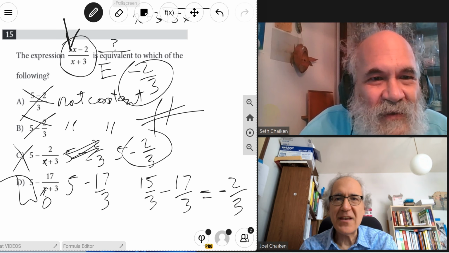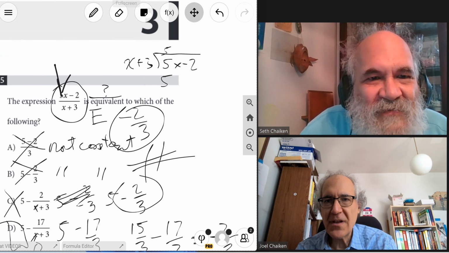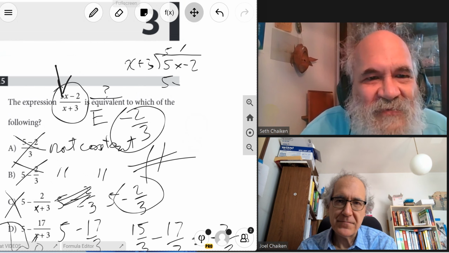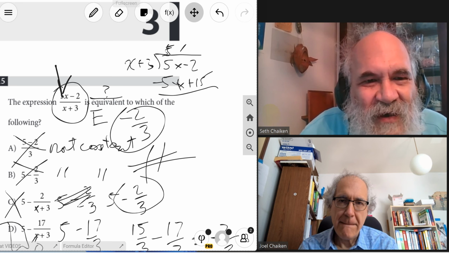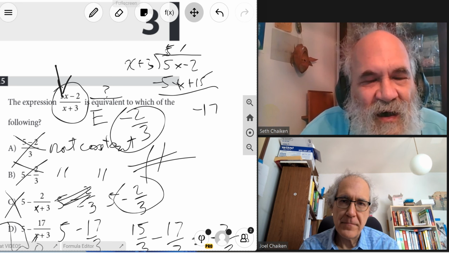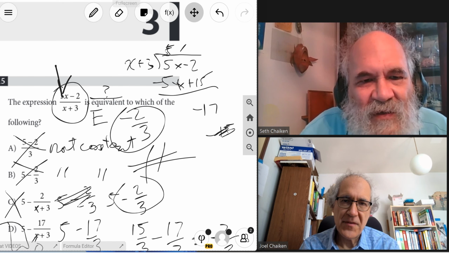Yeah, anyone we could do later. So 5 times x, it comes to 5x. Okay, 5 times x is 5x. 5 times 3 is 15. Subtract them, and we get negative 17. So the answer is 5 plus the remainder of 17, the remainder of 17 divided by 5.